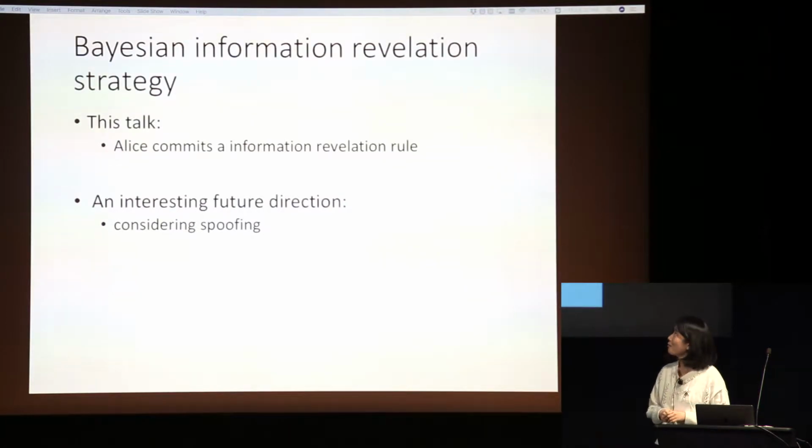That is why we call it Bayesian, because we borrow the concept from Bayesian persuasion. So we assume Alice commits to an information revelation rule at the beginning, and then Alice follows that rule. So there's no spoofing there. But we admit that there is an interesting future direction, considering the spoofing case, but it isn't covered in our paper and this talk.